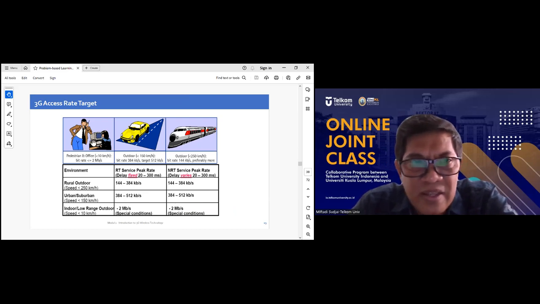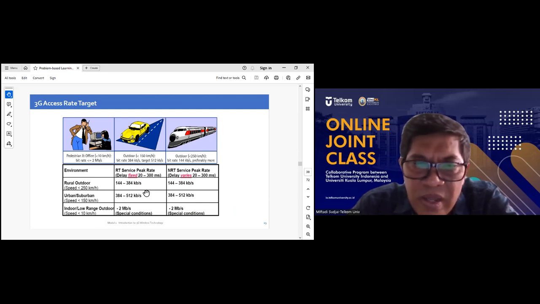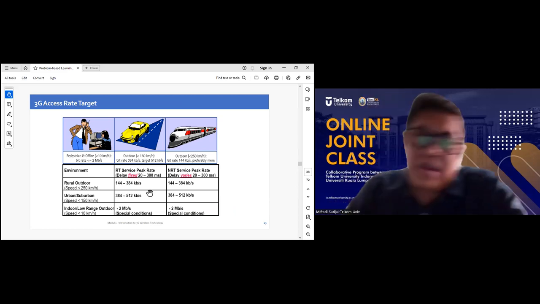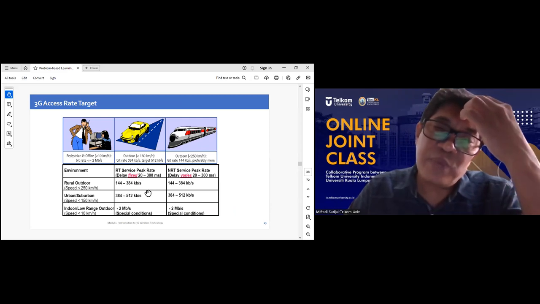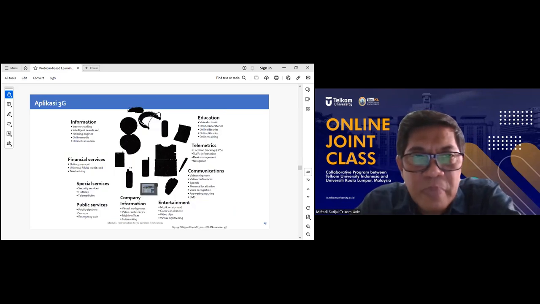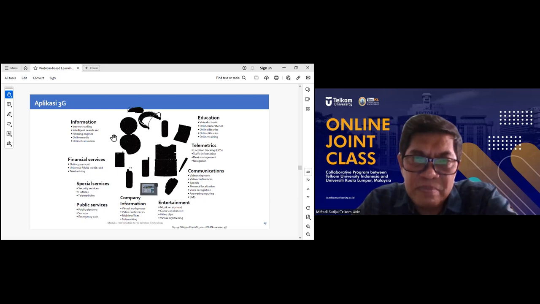So that's why the third generation can provide only very limited services, like you can see here. The bit rate is up to 384 kilobit per second if the traffic is low, but if the traffic is high, I think the data rate experienced by the user is much less than that. Okay, and what kind of application in 3G?